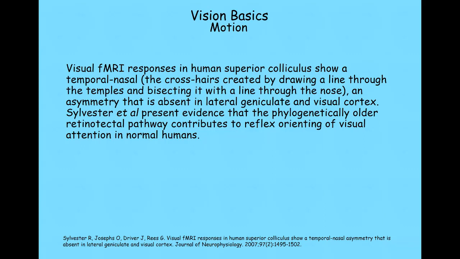So Sylvester et al. present evidence that this phylogenetically older retinotectal pathway contributes to the reflex orienting of visual attention in normal human beings. And so now we have this sense of how it is that our brain allocates that very important, very precious resource of foveal processing to particular places in the visual scene that it prioritizes.